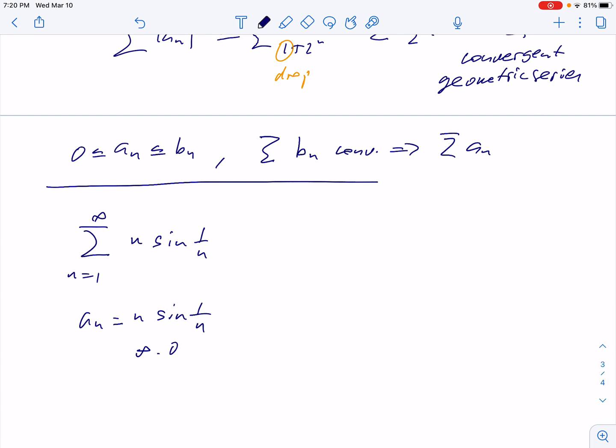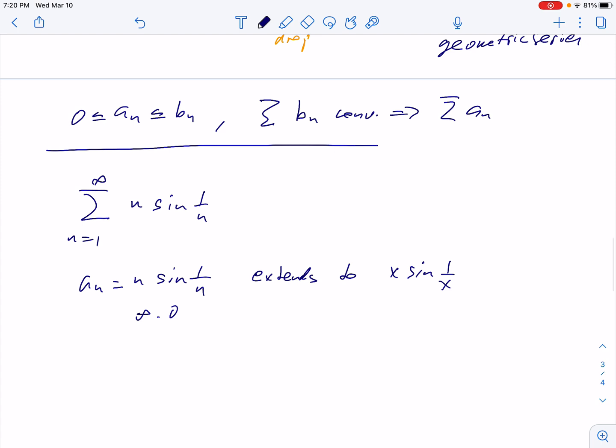I can reason this way. This extends to x sine 1 over x when x grows to infinity. And I can write limit a sub n equals limit when x grows to infinity, x sine 1 over x. And we have seen such things before.